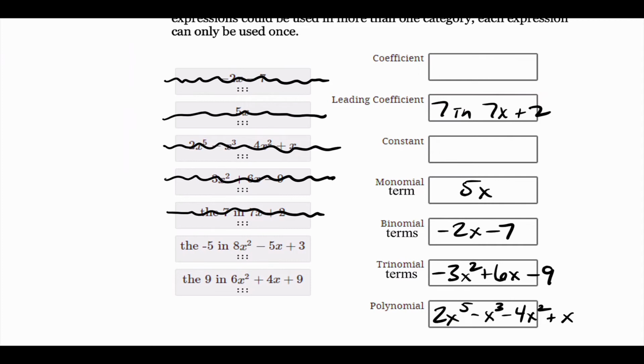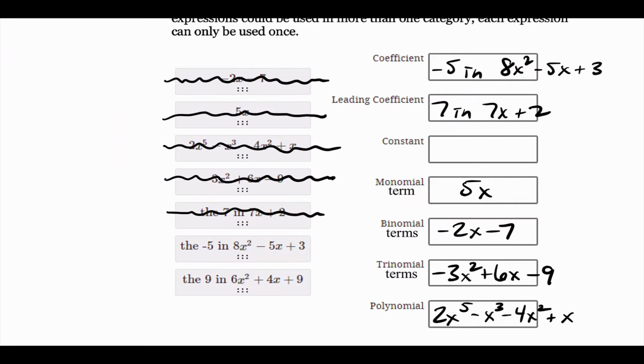Now the negative 5 in 8x squared minus 5x plus 3. That one's just a coefficient. That one's just a coefficient. Could be a negative, could be a positive. Oops, no. 8x squared minus 5x plus 3.